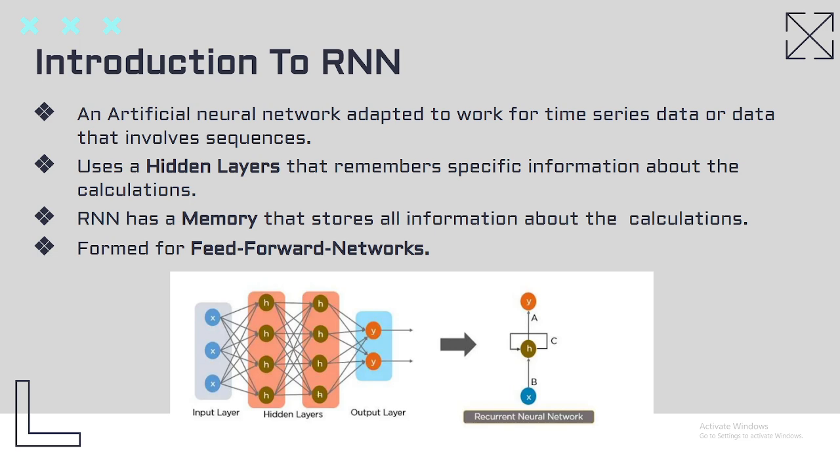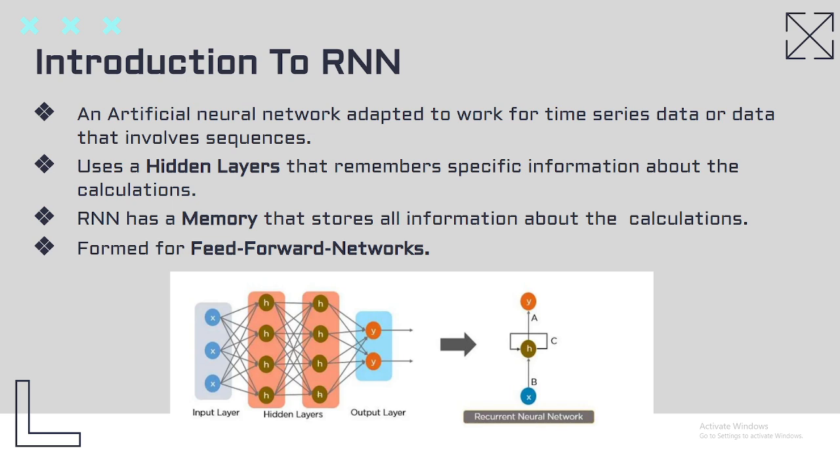They are artificial neural networks adapted specifically to sequence data like time series, text, or audio. Unlike regular neural networks, RNN have something very special: a memory. Each RNN unit includes a hidden layer that remembers important information about the previous step in the sequence. The hidden state evolves over time, acting as a kind of short-term memory.